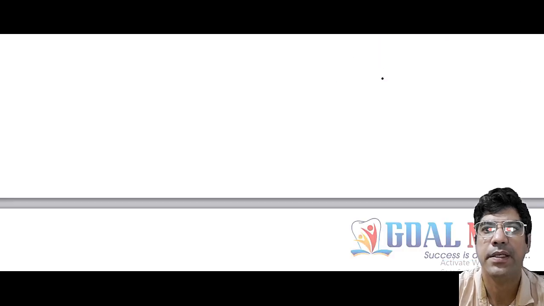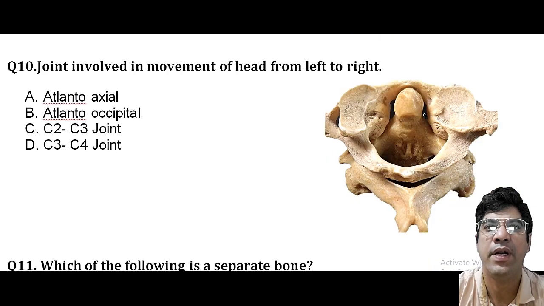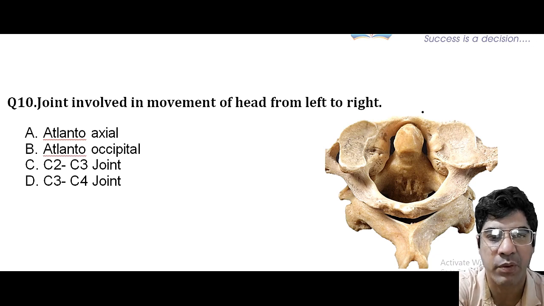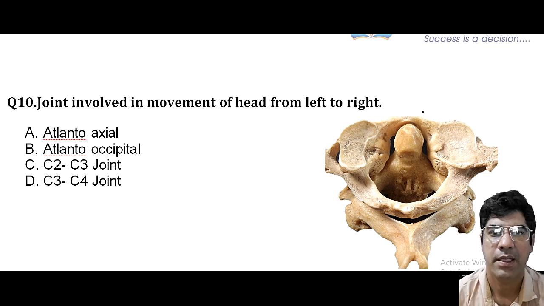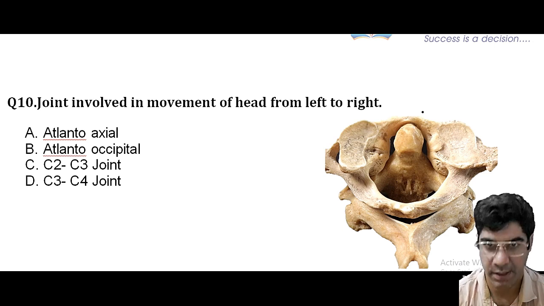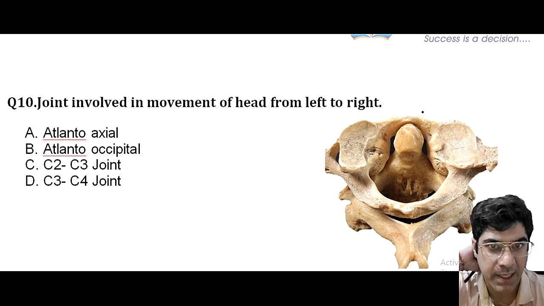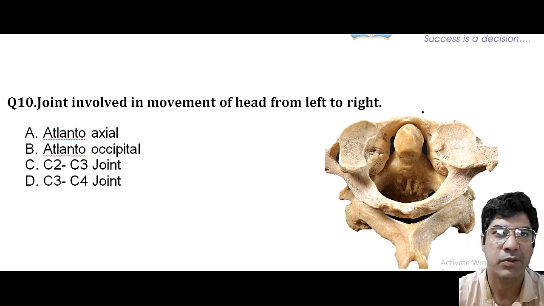The joint that is involved in movement of head from left to right, the answer is A, atlantoaxial joint. Well, the yes movement that involves the nodding of head up and down, this movement is primarily controlled by which joint? Atlanto-occipital joint.